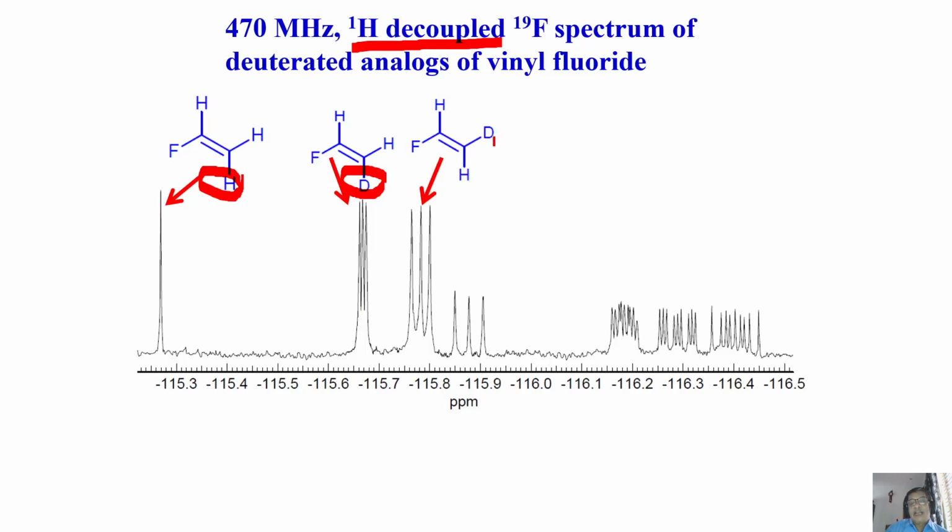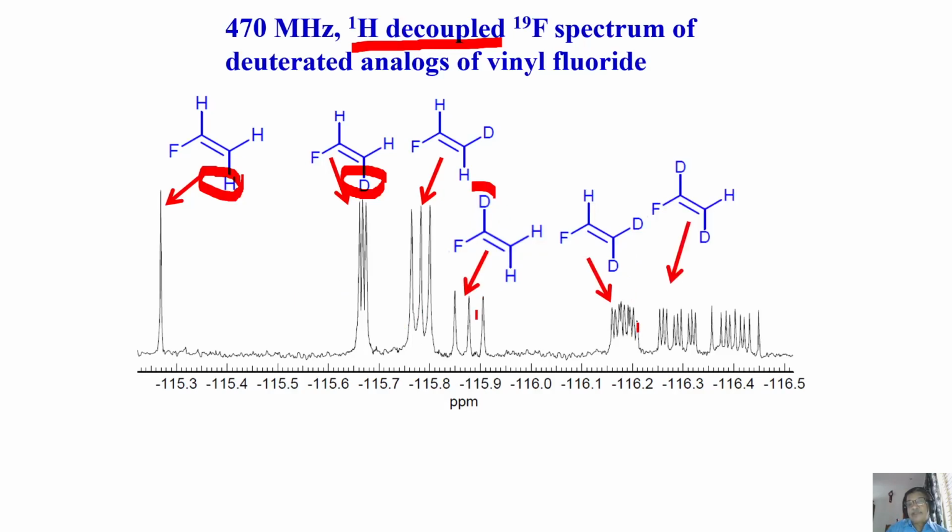Very interesting, because it is a trans coupling. This is a cis coupling. You are going to get this. When the deuterium is here, you get this. When two deuteriums are there, you get this. And two deuteriums in the trans position, two deuteriums in the geminal position, and two deuteriums in the cis position.